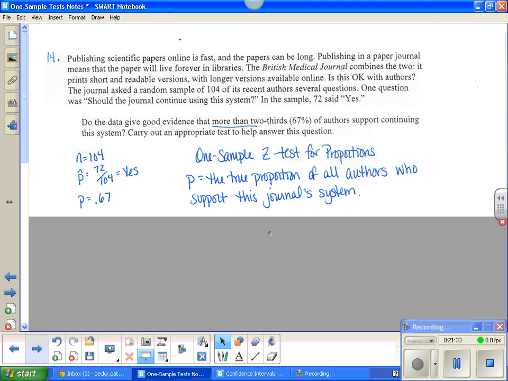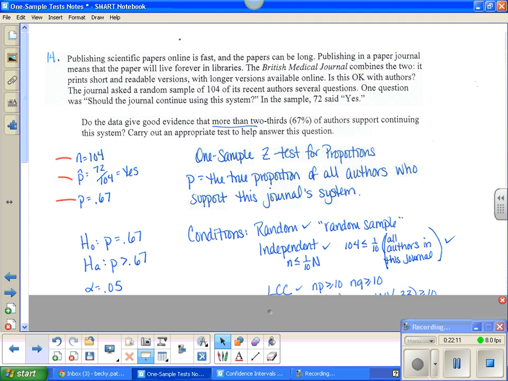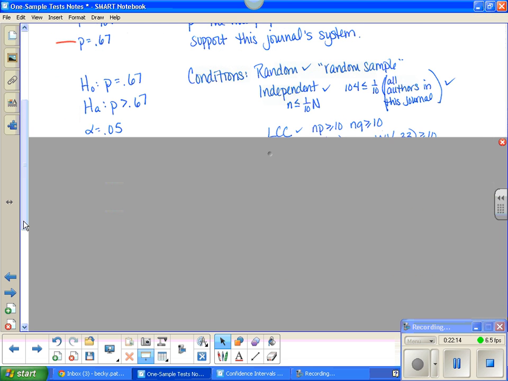Okay, let's see what I wrote. The true proportion of all authors, and I think I would go into more detail, who support this journal system. Everybody good? Okay. And do you see this? There's my sample size. Why is that my p hat? That's my sample. I have a sample size, and that's how many out of the sample. Now, do you see that that's my p? Now, do you guys see that you have a p and a p hat? So when you go set up your null and your alternate and your PQ over n and all that stuff, you have to know which p to use. Which p do I use? 0.67. So I start with my null and my alternate. Everybody good there?